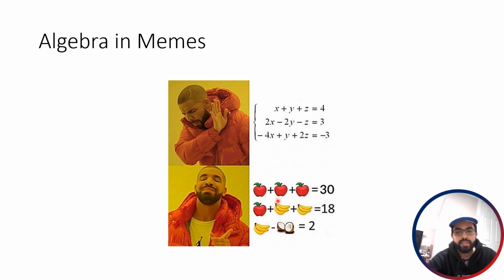So this is apple plus apple plus apple is equal to 30. That's the same thing as saying x plus x plus x is equal to 30, or a plus a plus a is equal to 30, right? Same thing here, apple plus banana is equal to 18. That could be a plus b is equal to 18, right? Or x plus y is equal to 18. So it's all just algebra. It just looks a little bit less threatening, bright colors, round shapes, as opposed to a bunch of letters, which you've never seen before. It does get a little bit scary, I know.